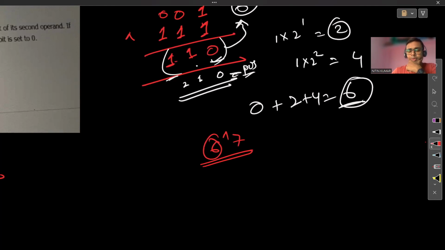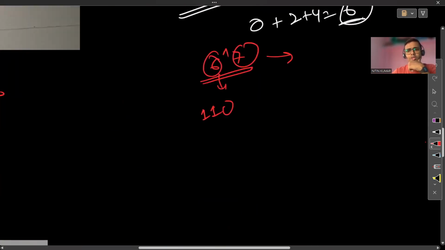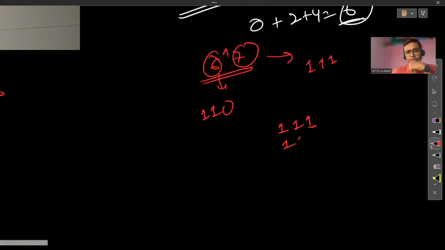The binary conversion of 6, we already know, is 110. And the binary conversion of 7, which we took previously, is 111. So now we are taking the XOR of both of them, 111 and 110. Here both are different, so it is 1. Both are the same, 0. Both are the same, 0.